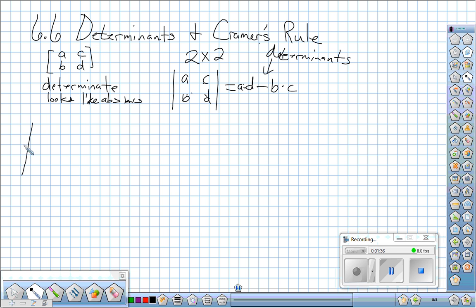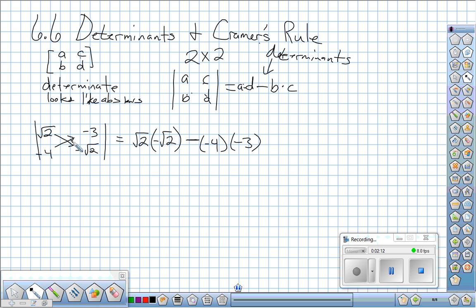So the example they have in the book is, if you just see this on a paper, a lot of times I have kids like, I don't know what this means. What does it mean? Negative square root of 2, and I just have the bars around it. It looks like a matrix, but what it's asking you to do is take the square root of 2, this guy, times that guy, times negative square root of 2, minus, always minus, negative 4 times negative 3. So times those guys. And then you're just going to evaluate what those are.